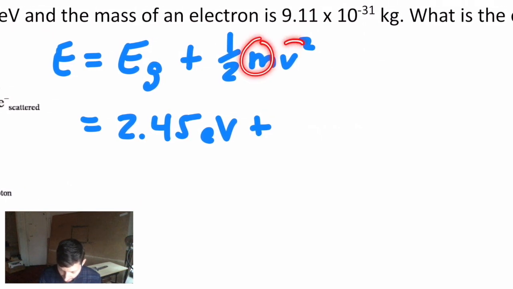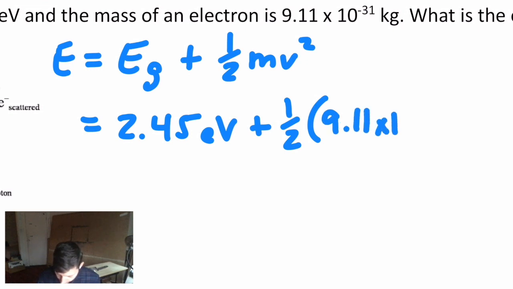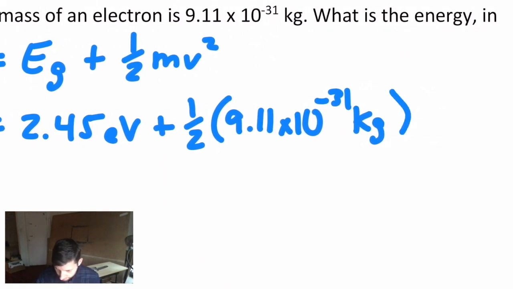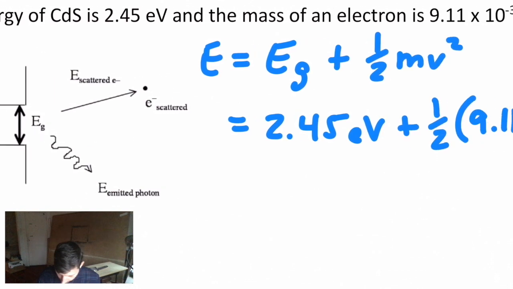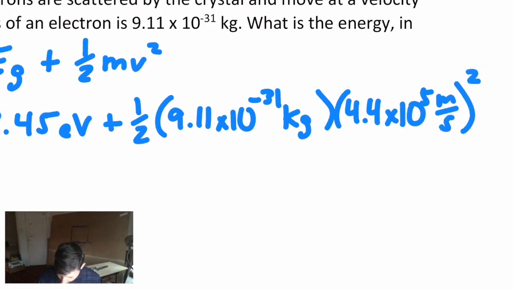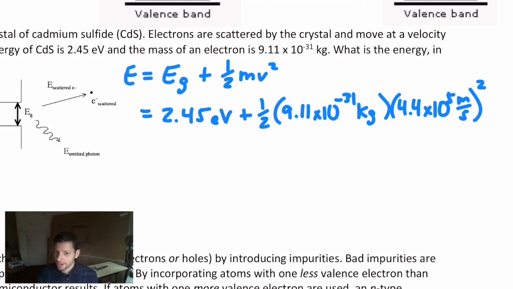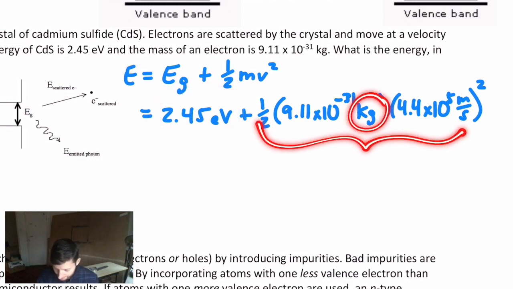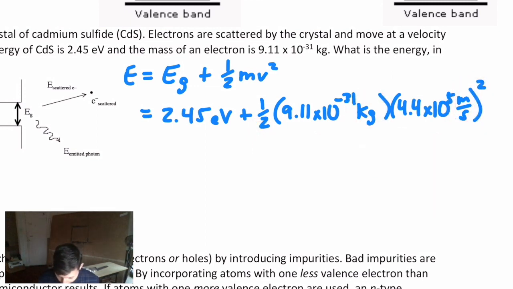The band gap is given, 2.45 electron volts. And I know the mass of my electron, I know the velocity of my electron. So it's 1/2 the mass, 9.11 × 10^-31 kilograms, and the velocity, which is 4.4 × 10^5 meters per second. And then I have to square that. Now, if I just plug those numbers in, I'm not going to get an answer that makes sense because my units are not compatible. My electron volt is what the band gap is given in. mv squared over here, kilograms times meters per second squared, that's a joule. So I need to convert that joule into an electron volt.